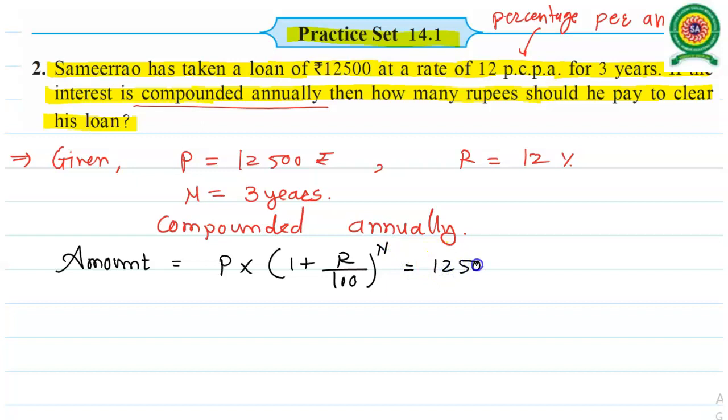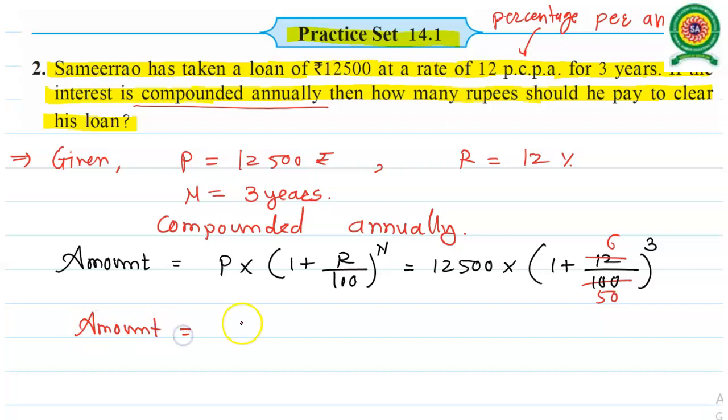Principal value, now we have given 12,500 into 1 plus rate of interest 12 divided by 100, whole to the power duration, we have 3. Now we know 2 sixes are 12 and 2 fifties are 100. Now we remain with amount equals 12,500 into 1 plus 6 divided by 50, the whole cube.